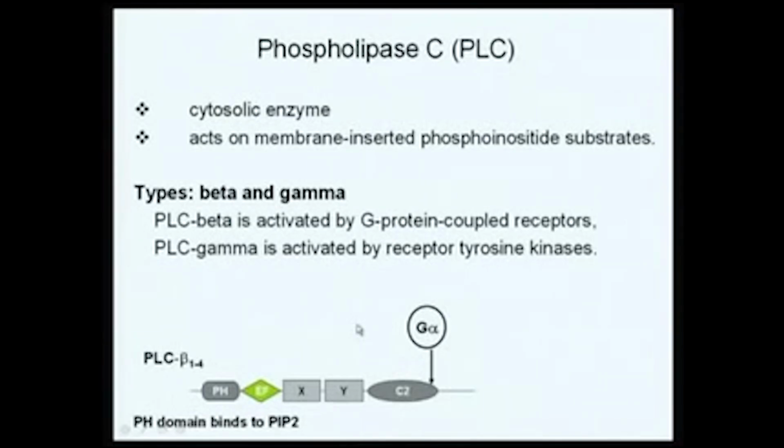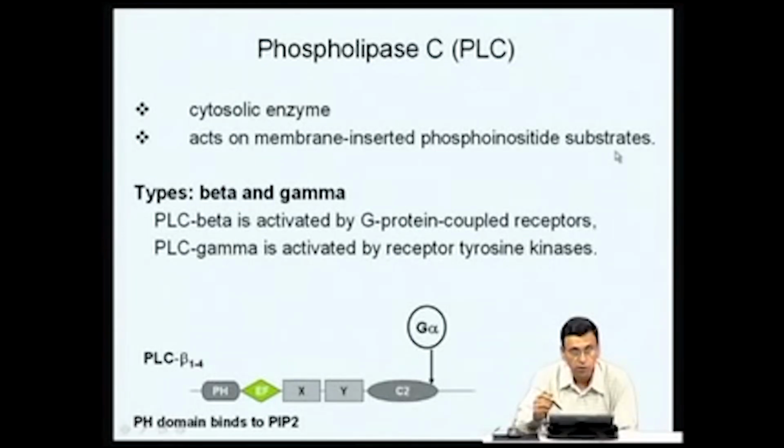Now, phospholipase C is a cytosolic enzyme. It acts on membrane inserted phosphoinositide substrates. There are actually two types of phospholipases. One is called phospholipase C beta, which is activated by G protein coupled receptors. This is what we are going to discuss today. There is also another phospholipase C which is called phospholipase C gamma, which is primarily activated by receptor tyrosine kinases, which we are going to discuss in the next few classes.